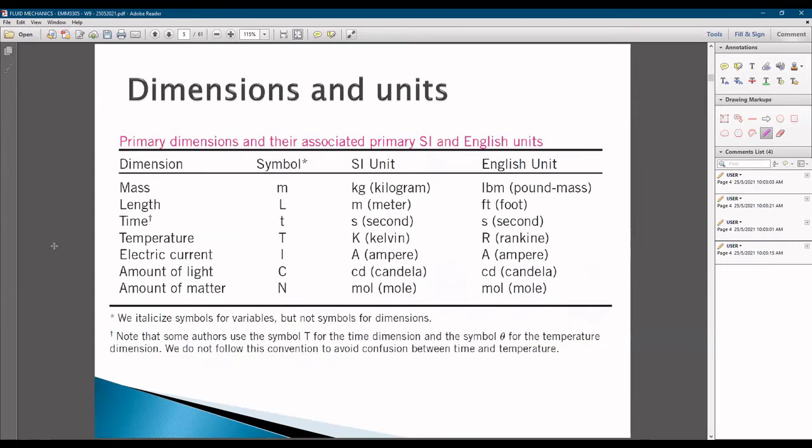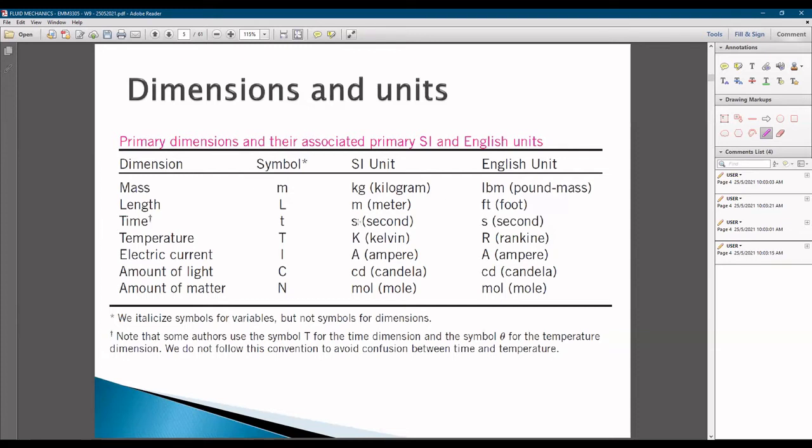Okay, the primary dimensions and their associated primary SI and English units are shown in this particular table. For mass, normally we use m, length is capital L, time is small t, and temperature is capital T. And electric current is I, amount of light is C, which is candela, amount of matter is N or mole. Okay, it is the SI unit, and the last column here is the English unit.